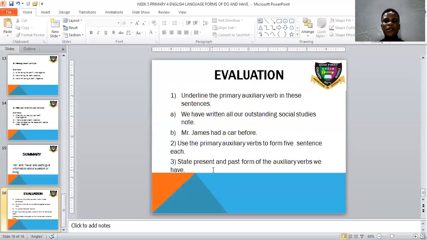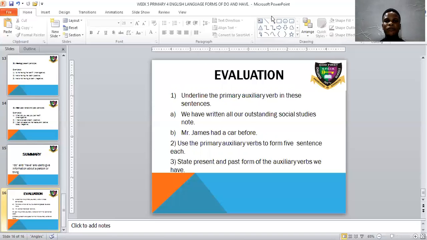What are the auxiliary verbs we've mentioned today? We've mentioned have and what? And do. So you state the present form of what? Of have. We've done that. And you say the past form of have. You likewise say the present form of do and the past form of what? Of do. Is that understood?